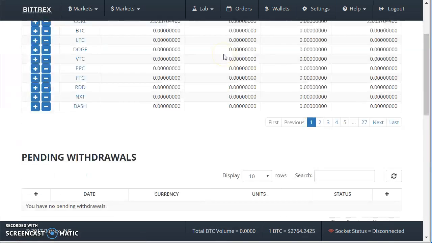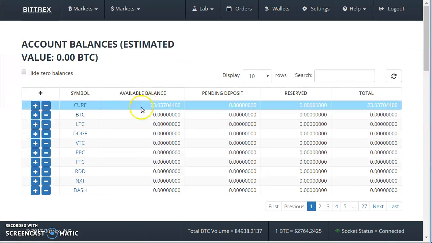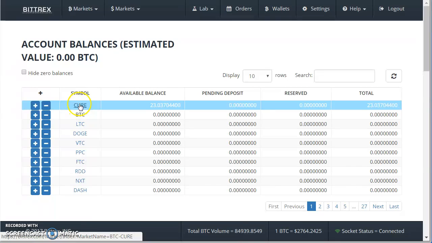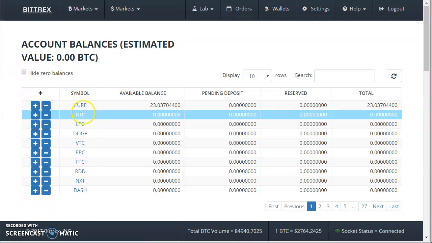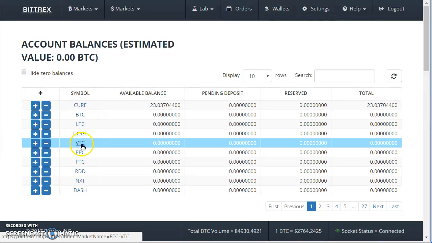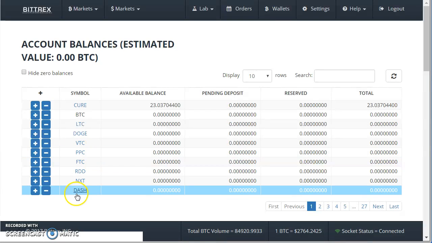You can see that I have currently 23 Cure coins, which is another digital currency. And you can see these digital currencies have abbreviations. Cure coin is abbreviated by CURE. BTC, which is Bitcoin, LTC, Litecoin, Doge. I'm not sure what VTC is. And there's a few others.